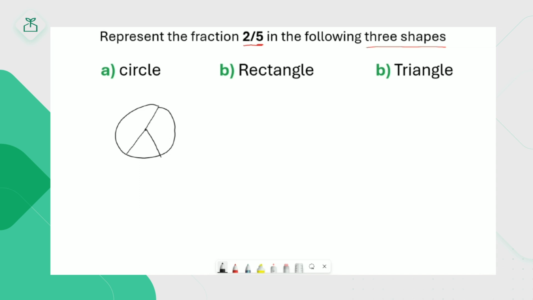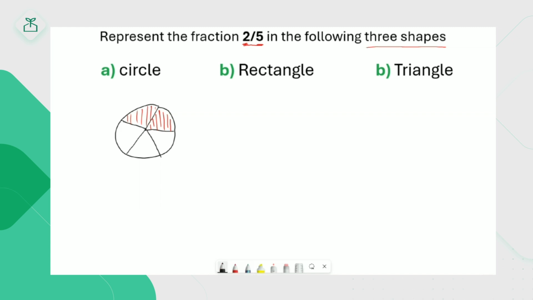So we've got 3, 4 and 5. Okay, those are roughly equal. And that's probably as good as I'm going to get. And the next thing we're going to do is shade 2 out of 5 of these areas. So the fraction can be represented by essentially shading 2 of 5 of these wedges.